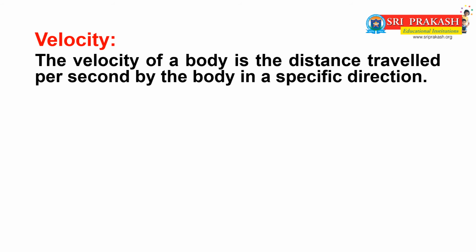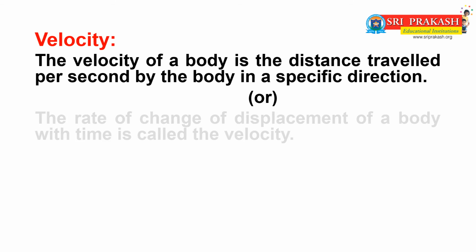Velocity. The velocity of a body is the distance traveled per second by the body in a specific direction. So, speed is the distance traveled per unit time. Velocity is the distance traveled per unit time, but in a specific direction. When a direction is also included in the definition, then it's a vector quantity. So, velocity is a vector quantity, speed is a scalar quantity.